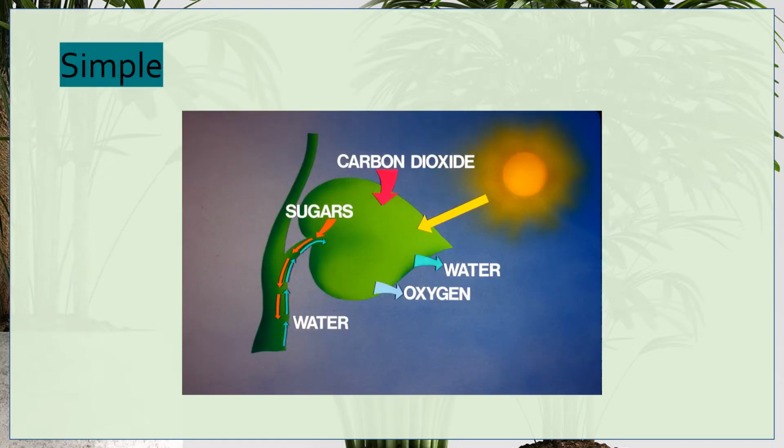Carbon dioxide goes into the leaf. As we know, plants breathe in carbon dioxide and they breathe out oxygen. So carbon dioxide and light go into the leaf. In the leaf, it makes sugar, and it releases oxygen and water.